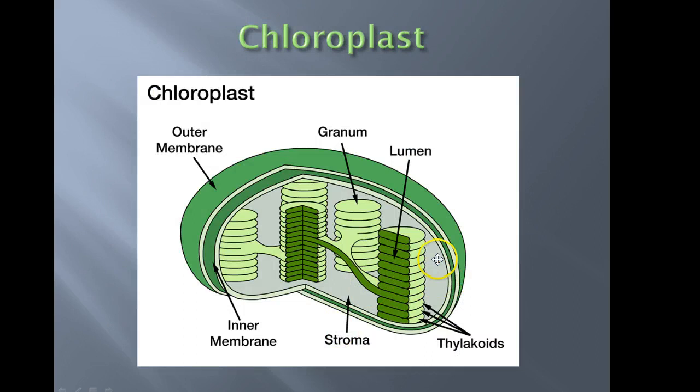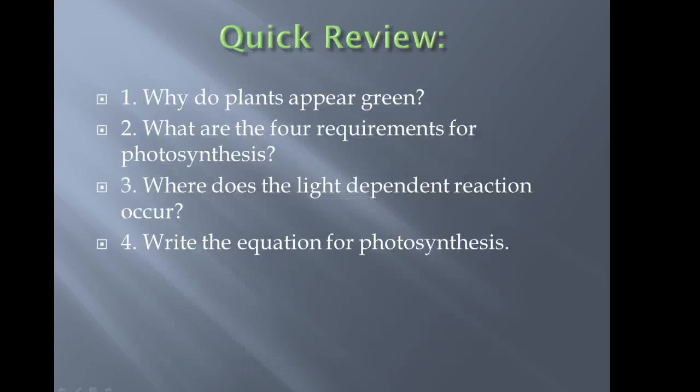All right, just your chloroplast again, so you guys can see. Light dependent happens here, light independent happens out here. All right, quick questions to ask yourself. Why do plants appear green? Because they reflect green pigment, green wavelength.